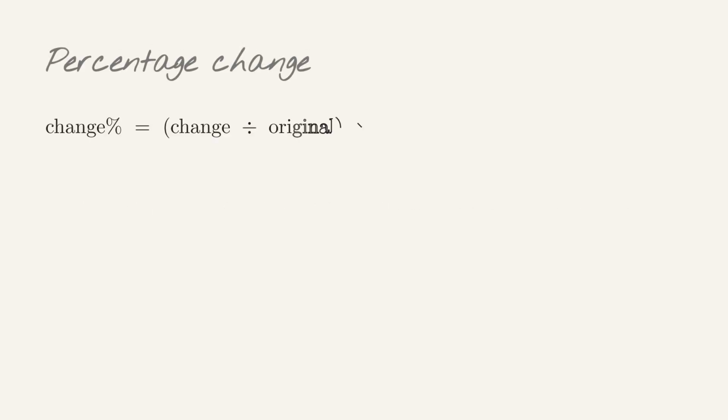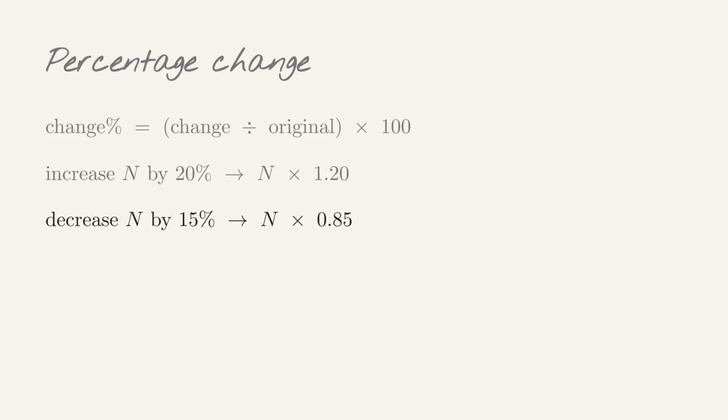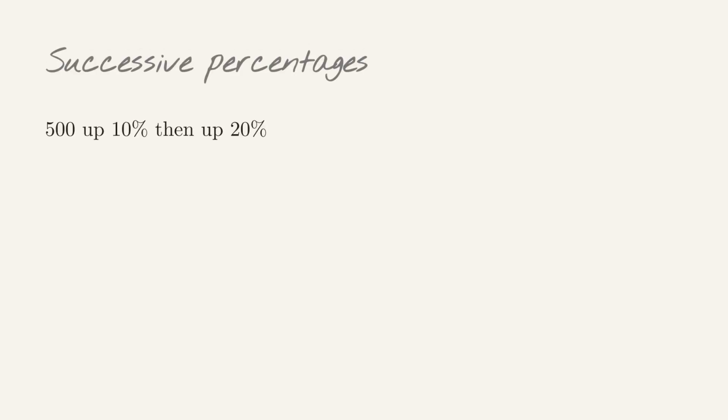To find a percentage change, divide the change by the original, not the new value, and multiply by 100. To apply a change, multiply. A 20% rise is times 1.2, a 15% fall is times 0.85. Increases multiply by more than 1, decreases by less. When changes happen one after another, multiply the factors, never just add the percentages.